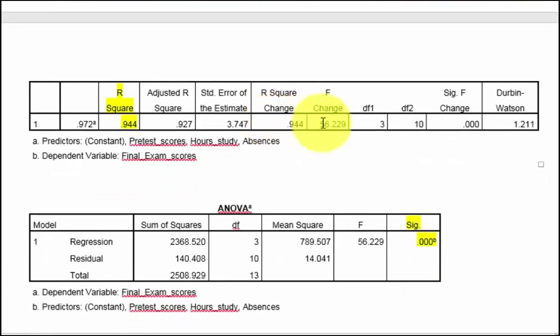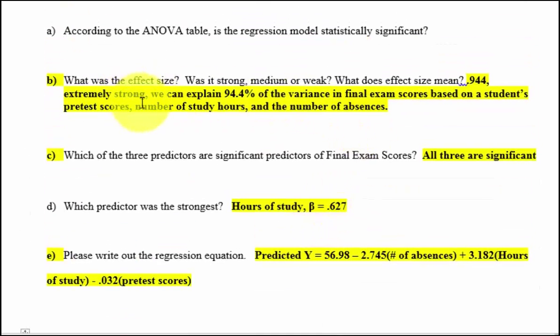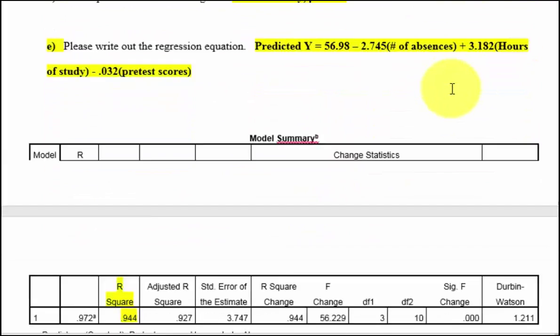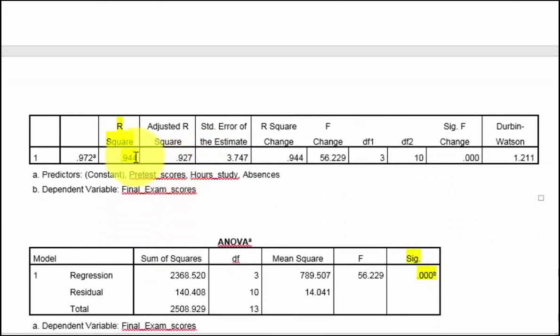Okay, the regression model was significant, right? The F score was huge, 56, that's crazy, and the p-value is less than 0.05. What was the effect size? It was 0.944. That's R squared, right? Boom. It's also called the coefficient of determination, but it's the effect size. What percent of the DV can you explain with your model?